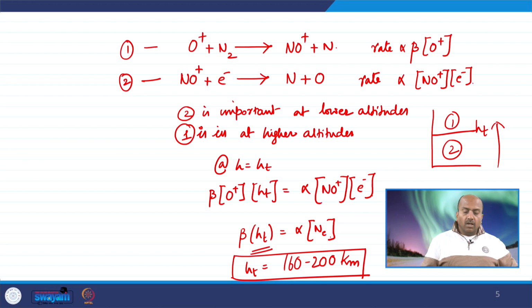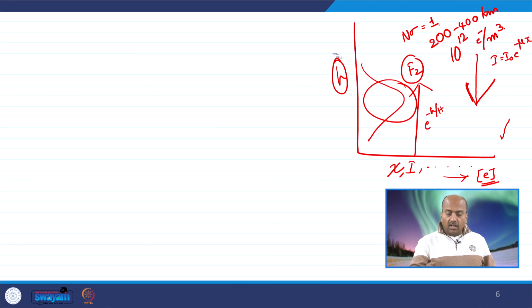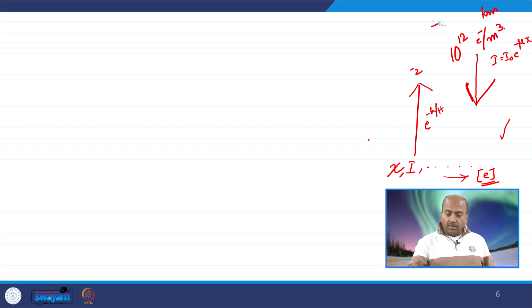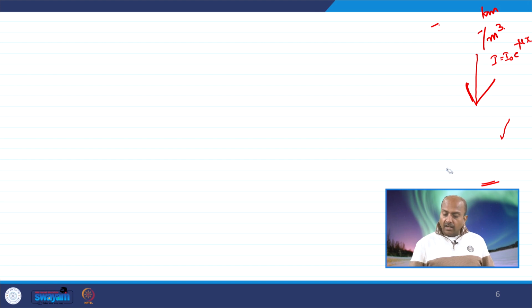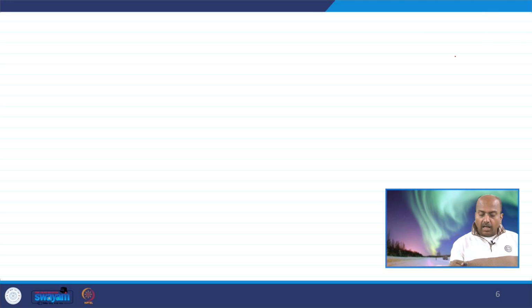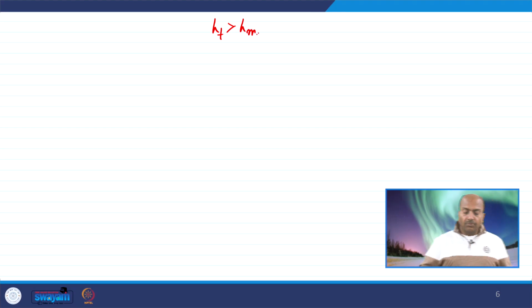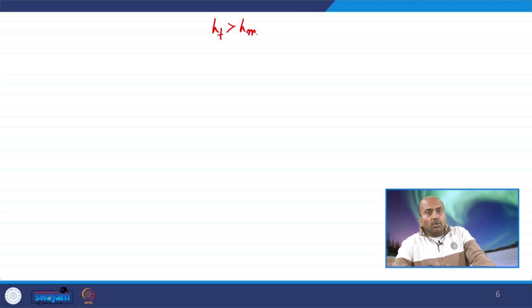So, this transition occurs at an altitude where this balance is maintained, and mathematically we can write it as a simple equation. In the absence of, let us say, the F1 ledge, what will happen is that this transition height is going to be greater than the peak production height. What will happen in the absence of the F1 ledge? The transition height HT will be greater than the HM. What is HM? HM is the peak production height.